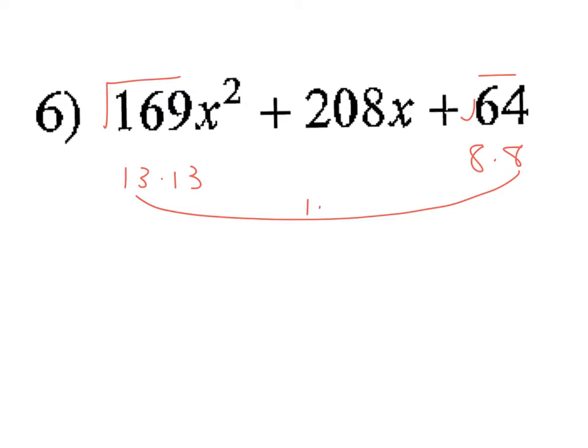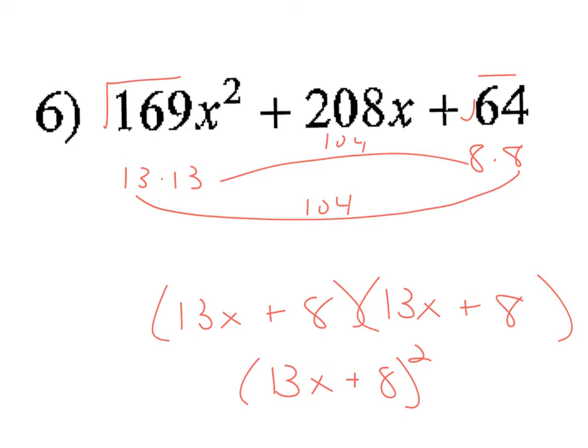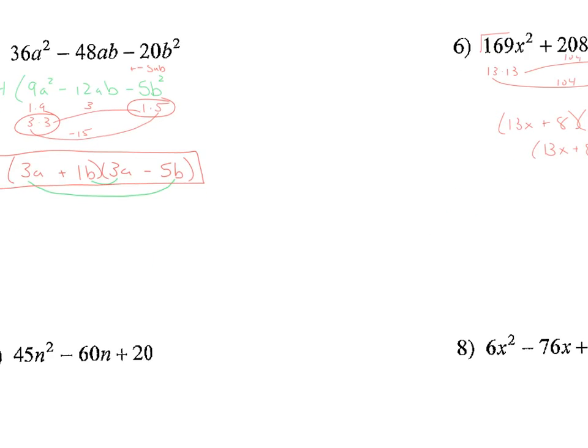And get 104 when I do that. And so then 13 times 8 would also be a 104. So yay! I'm so glad we did that one first. So we've got 13x and 13x, all positives, and then 8 times 8. Now, if you wanted to write that as 13x plus 8 squared, that would be the exact same thing. Okay, and then obviously you would need to do a check just to confirm your answer.